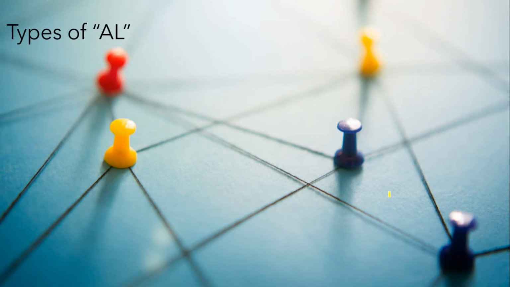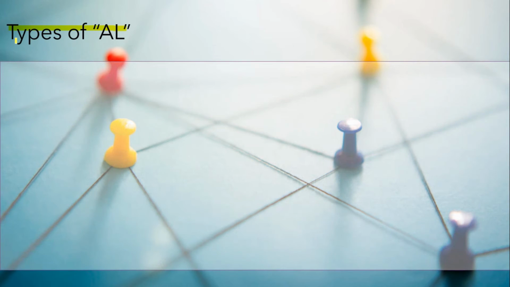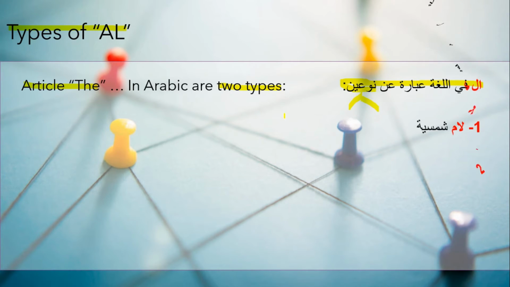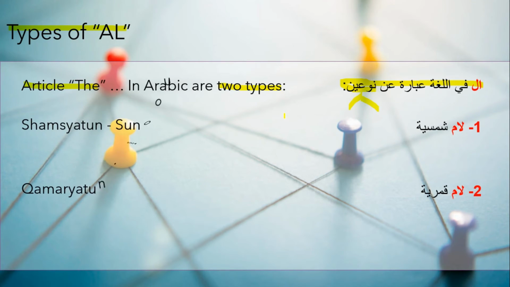Now let's go to the next topic, which is ال. ال, in Arabic التعريف, the determiner, the article "the" in English. There are two types in Arabic: التعريف هي عبارة عن نوعين. The names are related to the way you pronounce them. So لام شمسية ولام قمرية, shamsiyyah or qamariyyah.